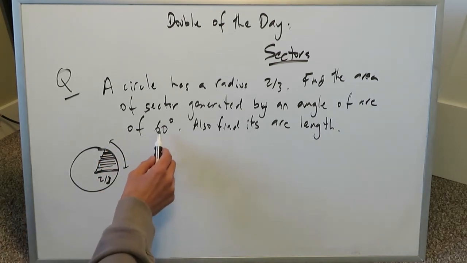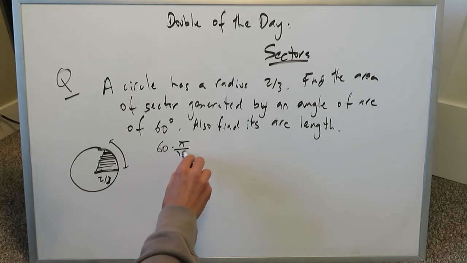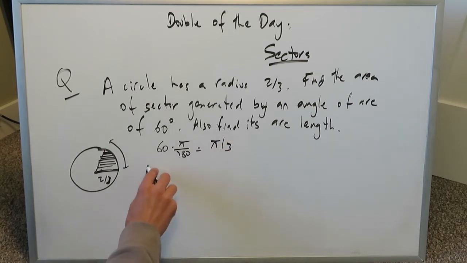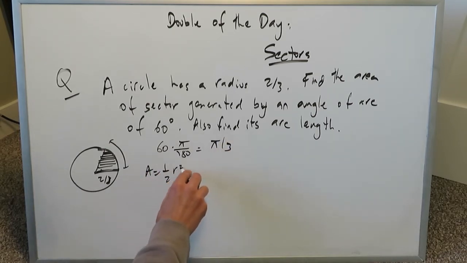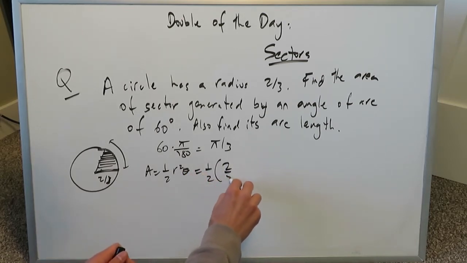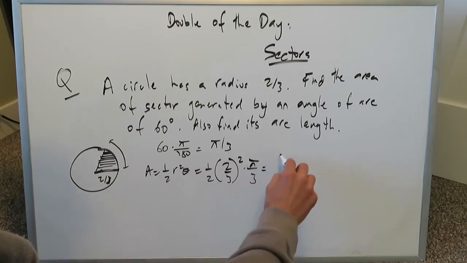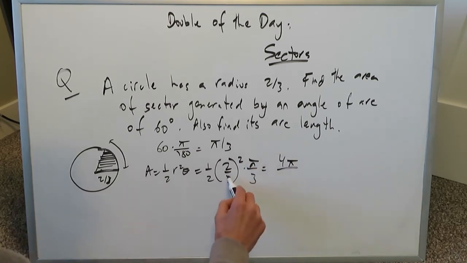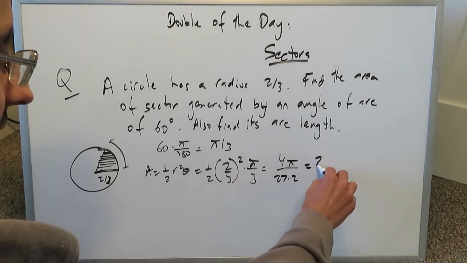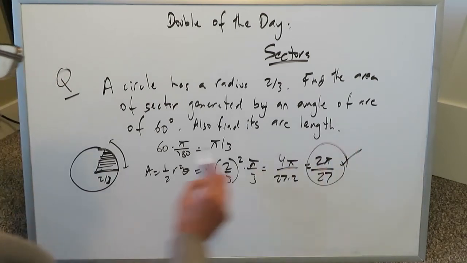We have to convert this into radians. If you have 60 degrees, you multiply it by pi over 180. You can convert this into radians, which is pi over 3. And that's that part. Area is equal to half r squared theta. You just plug in the information. Radius here is 2 over 3. You have to square that, times pi over 3. You'll basically get 4 pi over 9 times 3 is 27, times 2, which is 54. But you can simplify it. You'll have 2 pi over 27, and that will be the area of this sector.